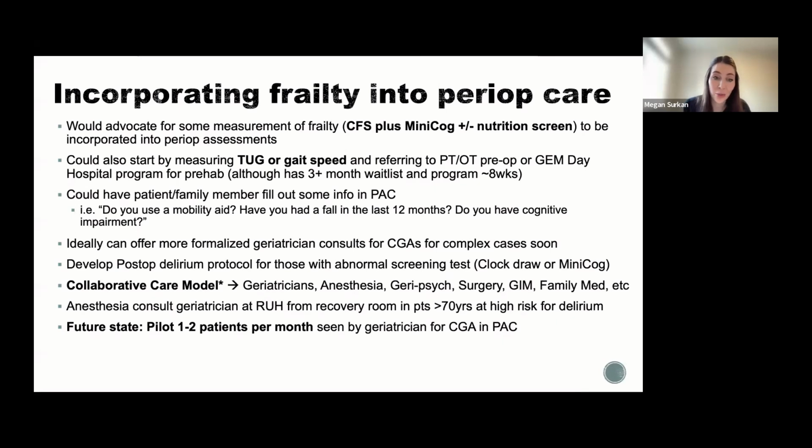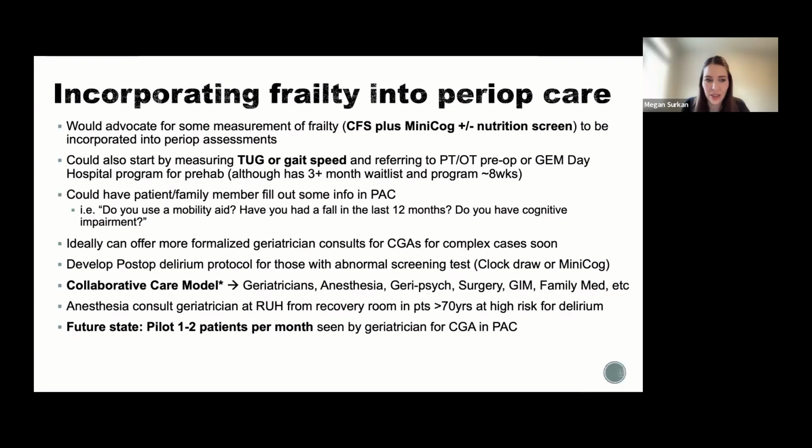Ideally, as I said, we could offer more formalized geriatrician consults for CGAs for complex cases soon. This is something I'm quite interested in doing, and within the next year or so, we're actually going to be fortunate to hire more geriatricians in Saskatoon. So likely we'll be able to expand what we can offer here. In time, I do think it'd be good to develop an inpatient delirium protocol or order set to be filled out for those that screen. Again, these aren't extensive. This isn't meant to diagnose dementia, but if someone has an abnormal clock or mini cog, then filling out that post-op delirium protocol in PAC may be something that would be beneficial.